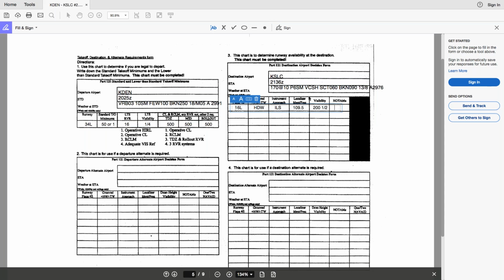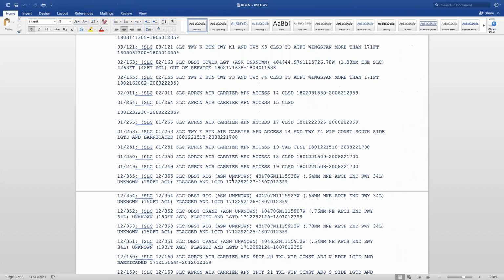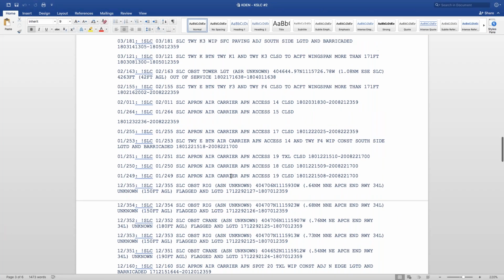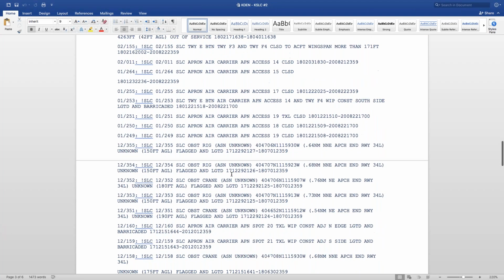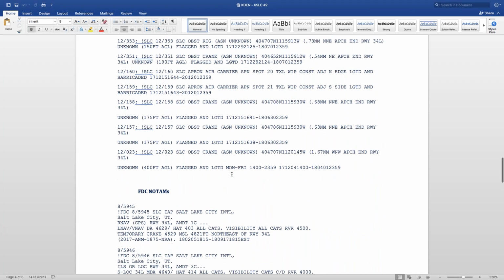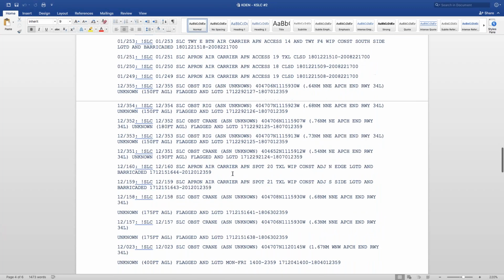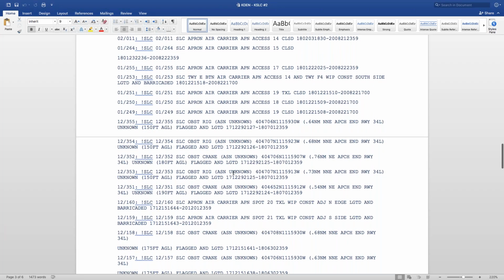Okay. And do we have any NOTAMs? No. Okay. That being said, are you sure there's not a lighting NOTAM? Okay. I didn't see any runway lighting NOTAMs, right?